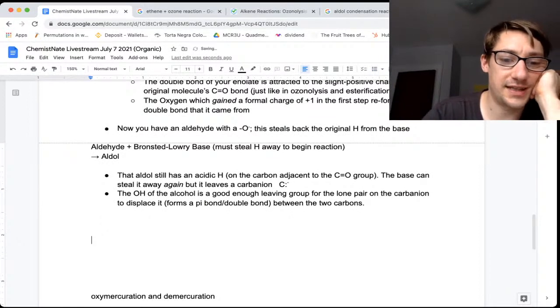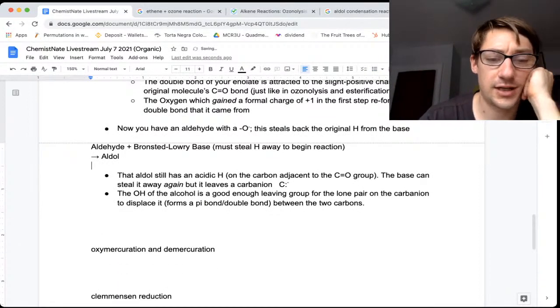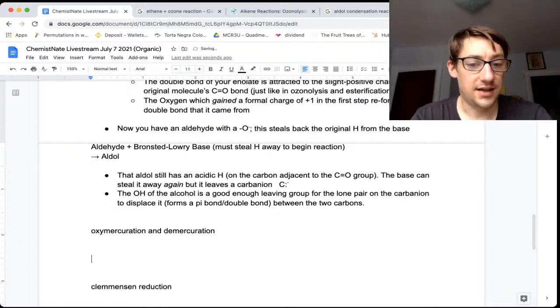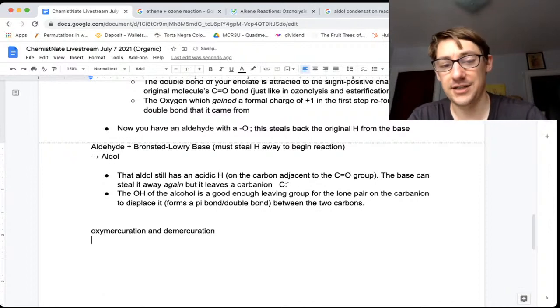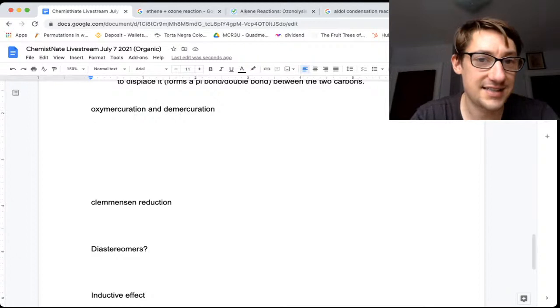Not sure if that helped with the aldol condensation or not. Perhaps we could do a couple questions about it later. Oxymercuration and demercuration. Not gonna lie, I also learned this right when I did my video.